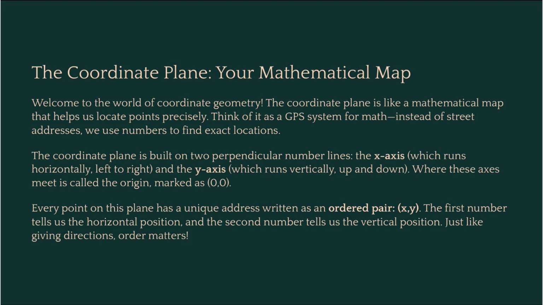Think of the coordinate plane as a giant map for geometry. It helps us pinpoint the exact location of any object or corner of a shape. It's built on two lines, or axes, the x-axis running horizontally and the y-axis running vertically. Every point on this map is a street address, written as an ordered pair, (x, y), where x is the left-right spot and y is the up-down spot.